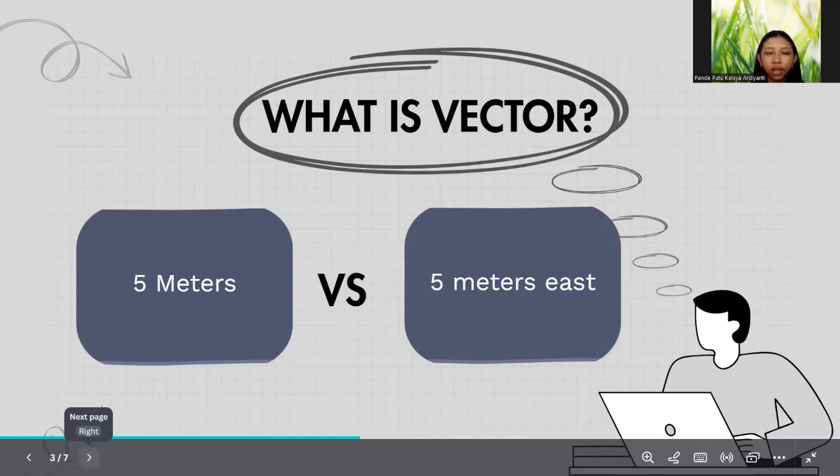So what is a vector? A vector is a quantity that has magnitude and direction. For example, imagine when I say I walked 5 meters. This information is not complete because we don't know the direction of the movement. However, if I say I walked 4 meters to the east, this information becomes complete because it includes both the magnitude and the direction. So this is called a vector.